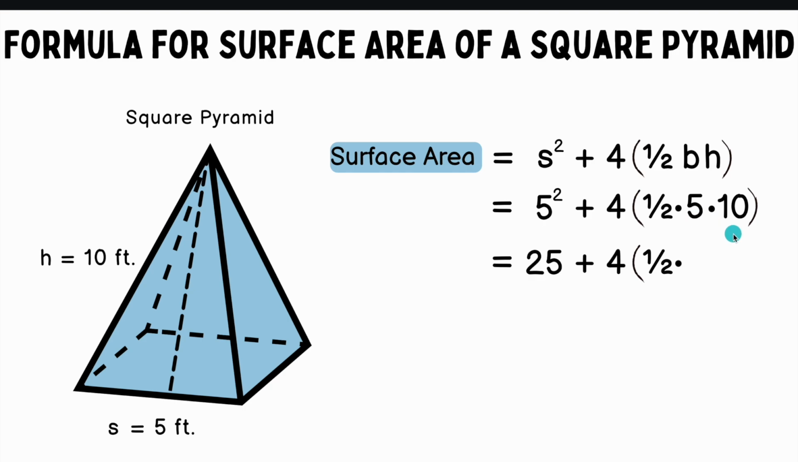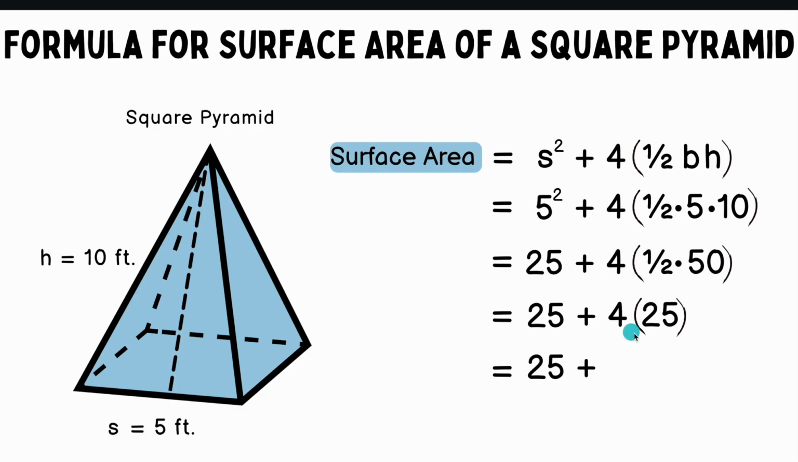5 times 10 is 50. That means 25 plus 4 times half times 50, which would be 25 because half of 50 is 25. We have 25 plus 100. 4 times 25 is 100. If we add 25 plus 100, we get 125. That means the surface area of this square pyramid is 125 feet squared.